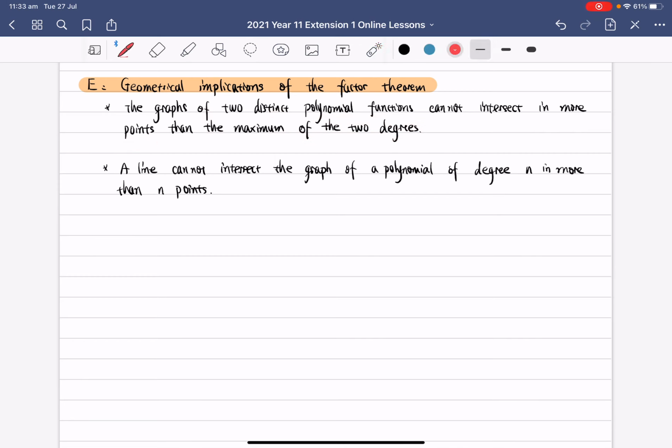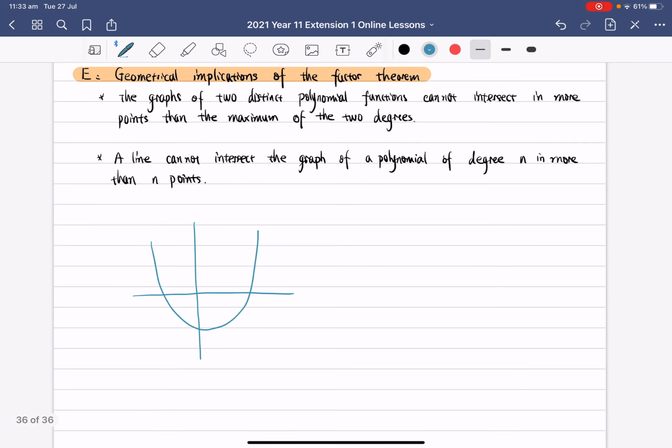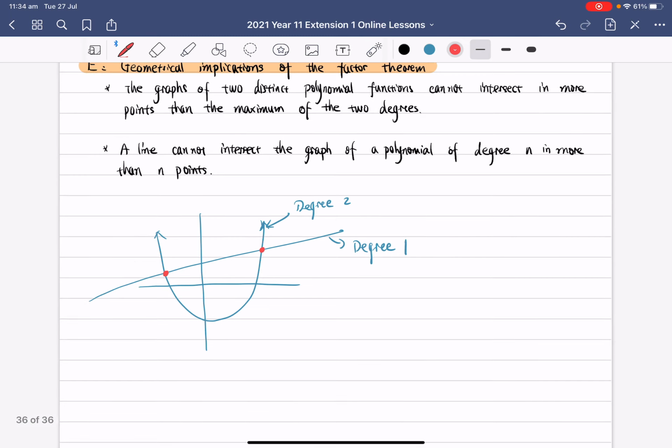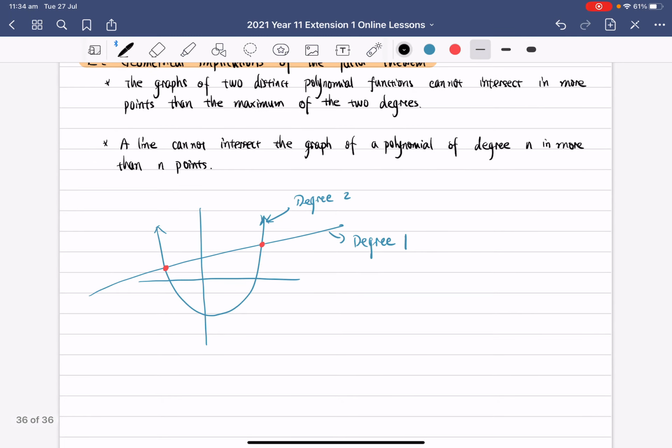So what does that mean? If we just draw a diagram here, for example, let's do a degree of 2, which is quadratic, and a degree of 1, that's a linear function. Now the maximum number of intersection points you can see here is 2. You can't have 3 intersection points, it's just not possible. Why is that, and what's the reason for that?